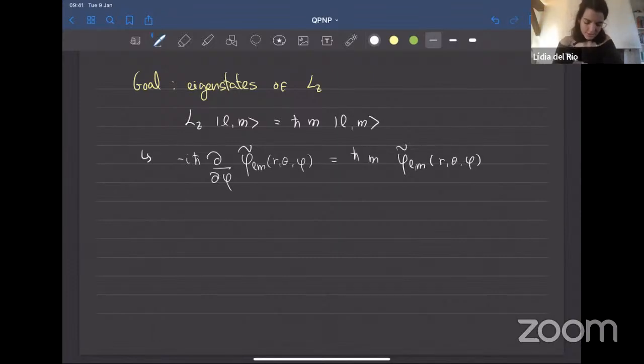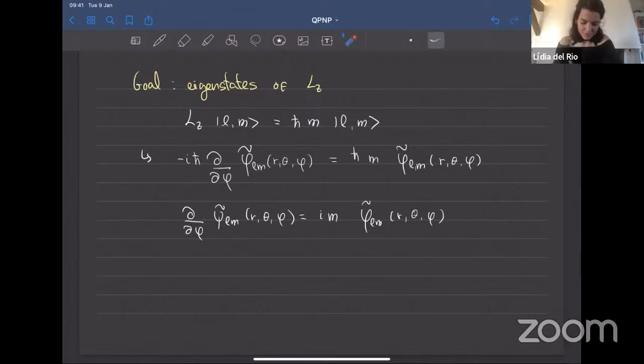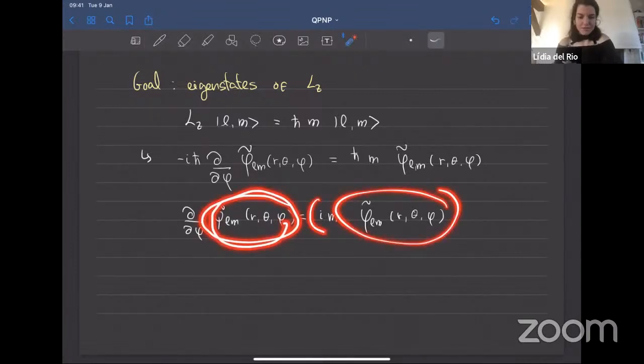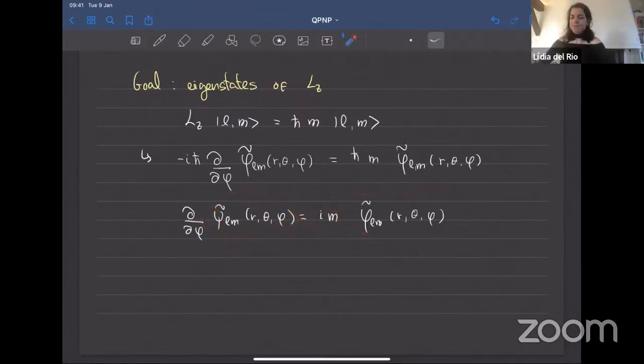Okay, now this is actually something that's tractable. So we just put all the constants on one side. And that gives us i m. Okay, so for once, we got a differential equation that we know how to solve. So first derivative of function equals function times a complex constant, an imaginary constant. Okay, so we know how to solve this.